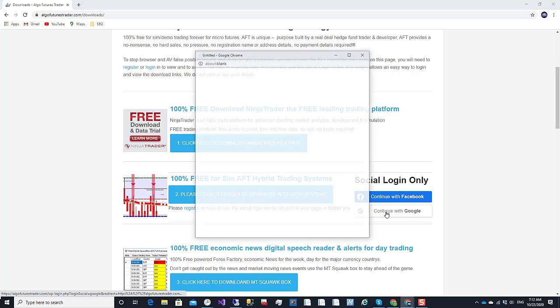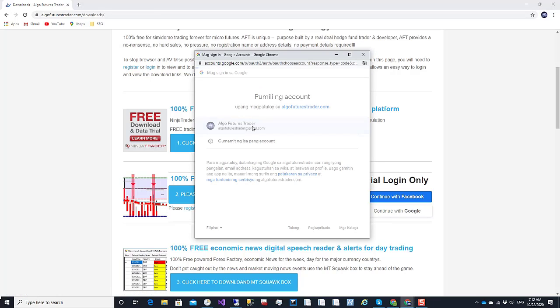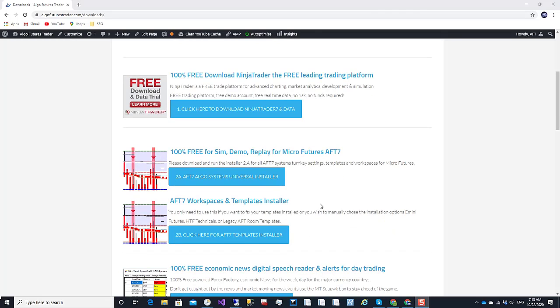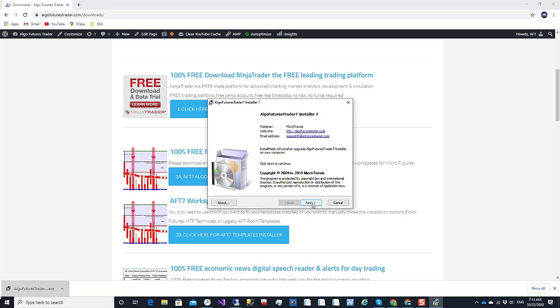Step number 1. Log in to the website, download and run the Universal Installer. This will deploy AFT7 into NinjaTrader 7, including the turnkey trading system workspaces. Ready to use for day trading micro futures on the Trade Simulator.